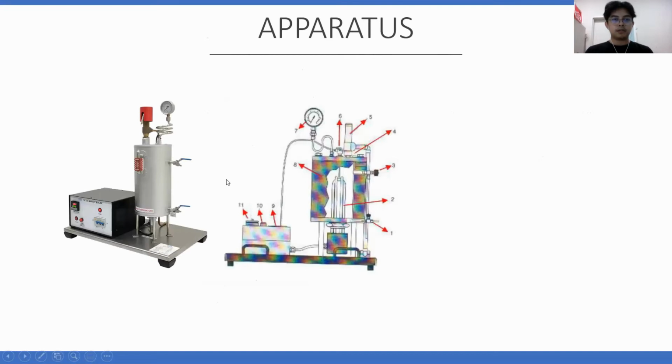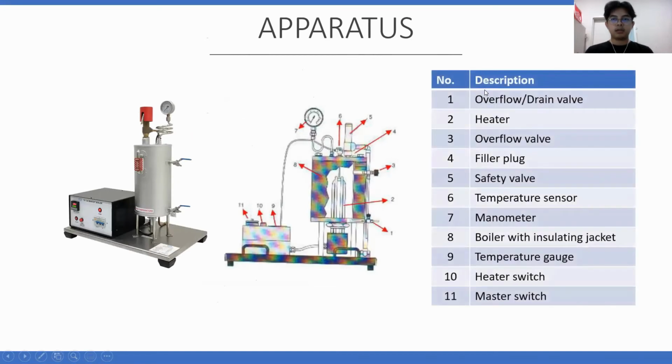Moving on to the apparatus for the experiment. Here is the Marcet boiler, and here is a list of the apparatus on the Marcet boiler. Number 1 is the overflow or drain valve. Number 2 is the heater inside the boiler itself. Number 3, the overflow valve. Number 4, the filler plug. Number 5, the safety valve. Number 6, the temperature sensor. Number 7 is the manometer.